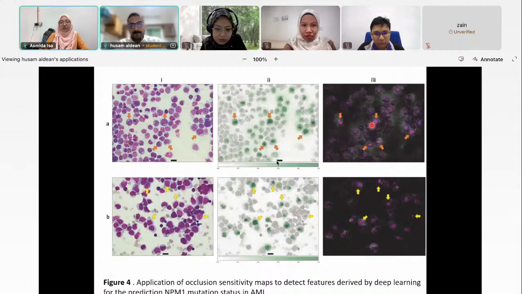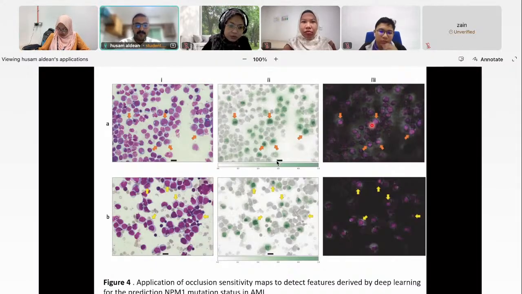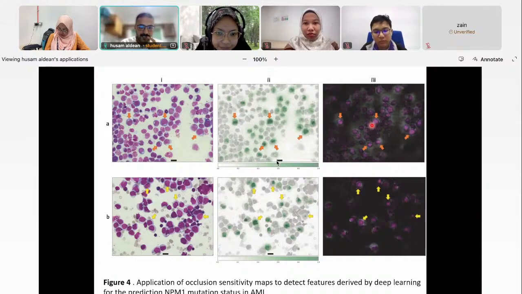Okay. And for B, we have the yellow row here, which represents the model classifying the cells which do not have NPM1 mutation. All right, everyone okay with this image?